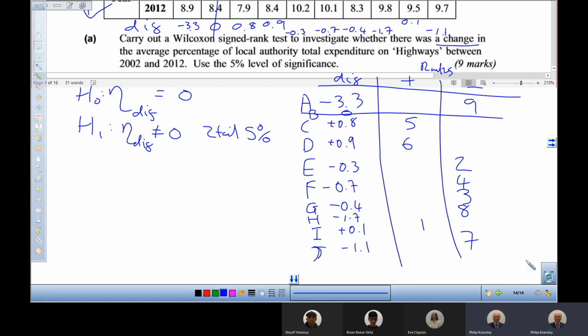So work out the differences. Smallest difference, regardless of whether it's plus or minus, gets rank number 1 and work your way up. You might get shared ranking, and of course you practice that throughout the course.